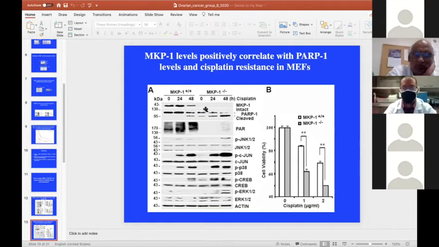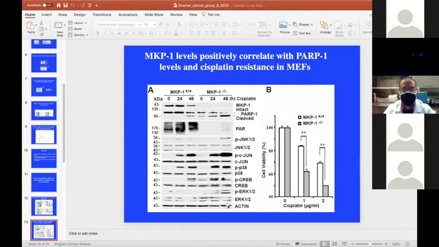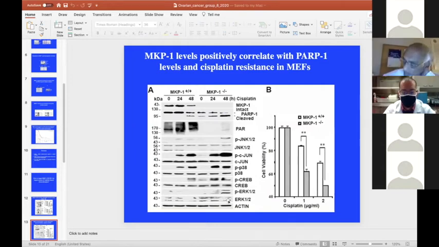And when we treat with cisplatin, we can see increased activation of all three MAP kinases: JNK, for which we use c-Jun as the readout, and p38, for which we use cCRAP, and you can also see ERK activation here. Although we can induce these three MAP kinase pathways by cisplatin, the level is not as high as in the MKP1 knockout, and similarly we see the minus cells are more sensitive to cisplatin.